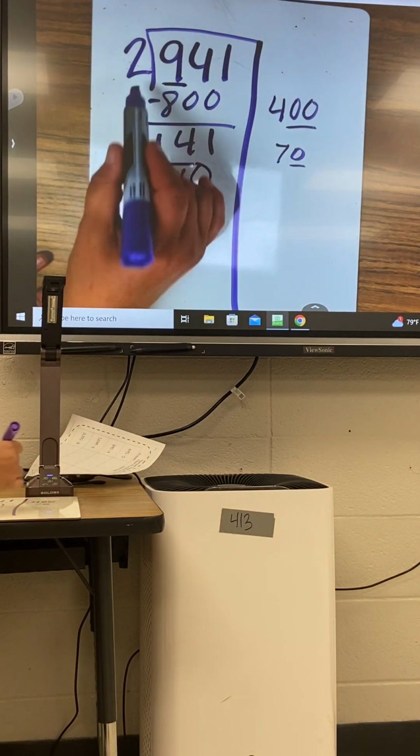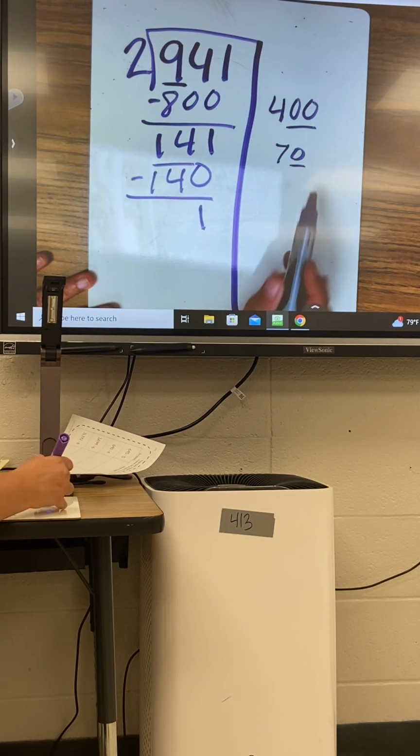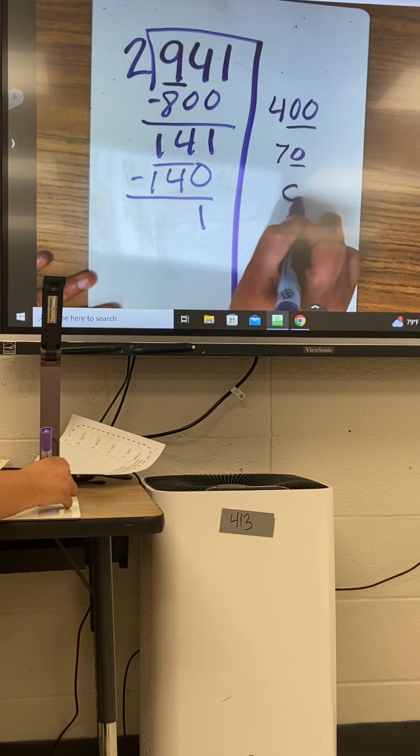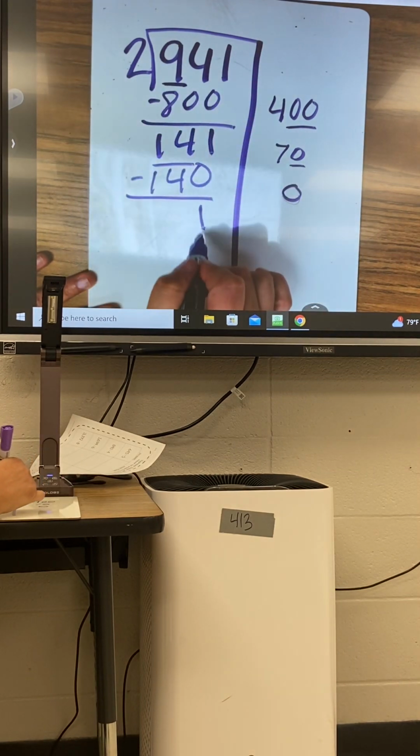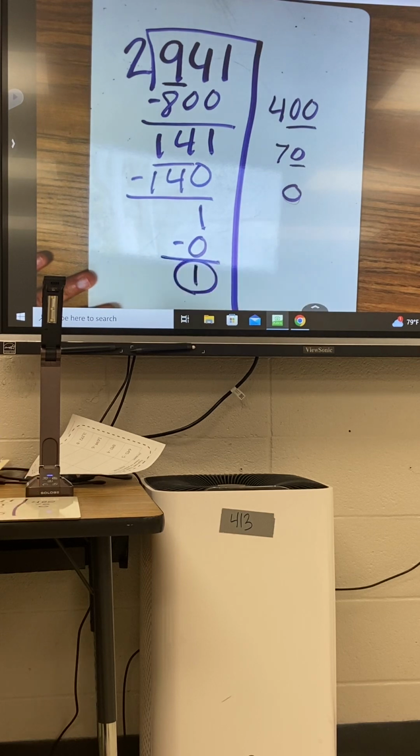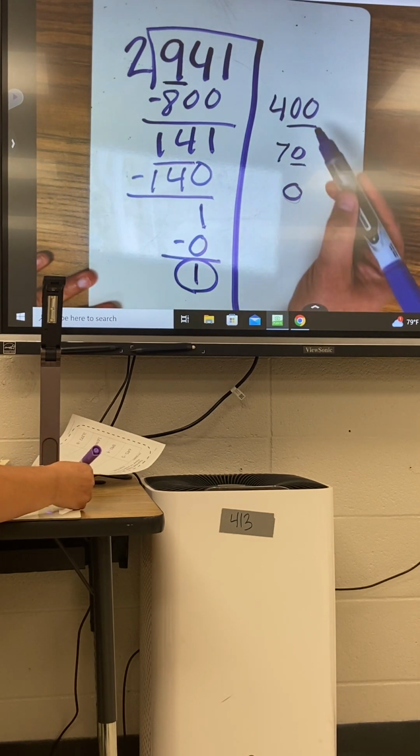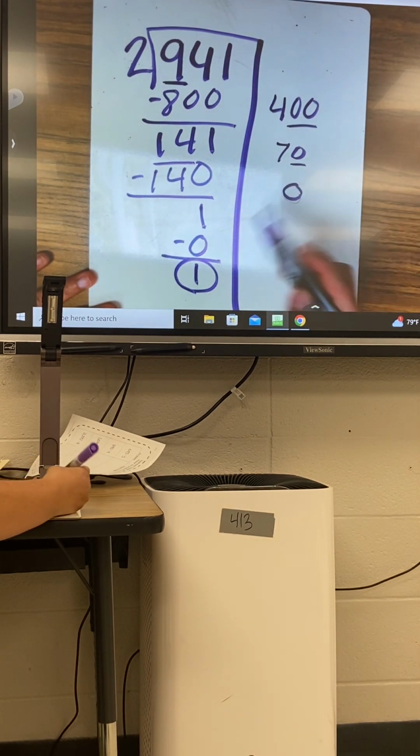What times 2 gets us closest to 1? Well, we can't, so that's 0. 0 times 2 is 0. Subtract, and we are left with a remainder in this answer. So our quotient would be 470 remainder 1.